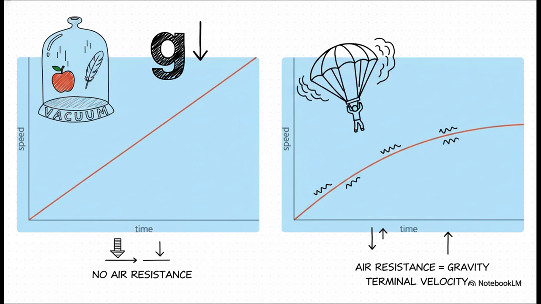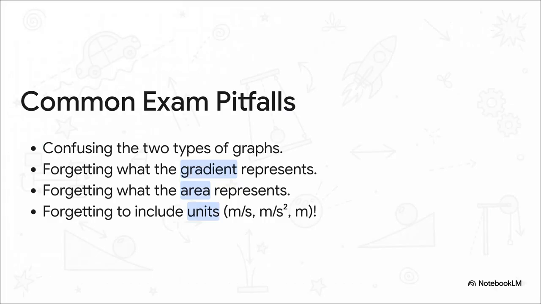But on the right, that's the real world, with air resistance. As the object falls faster, that air resistance pushes back harder. This makes the acceleration get smaller and smaller, so the graph starts to curve and flatten out, until it eventually hits a constant speed, what we call terminal velocity.